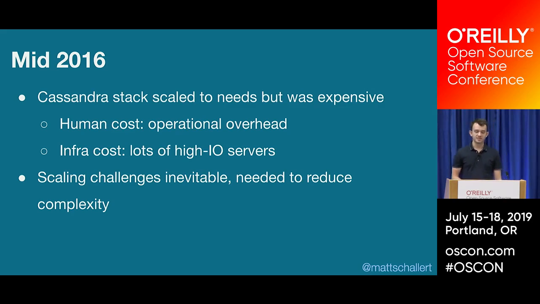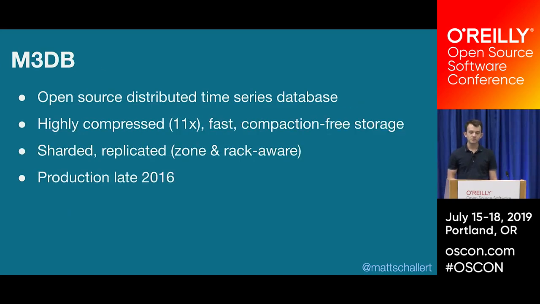And it was also, like I said, inefficient just in terms of how much hardware we were throwing at it. And we knew that Uber wasn't going to stop growing, so we needed a solution that would scale with us while requiring less maintenance overhead. And in response to these challenges, the team built M3DB, which is Uber's open source distributed time series database.